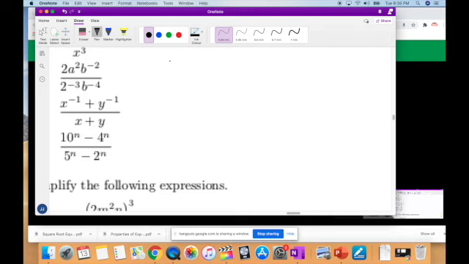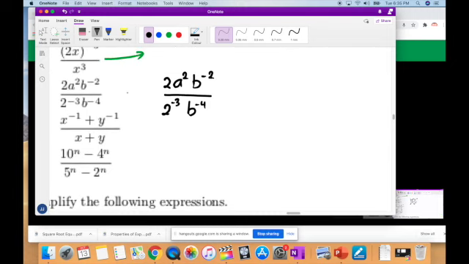I see here that I have 2a squared b to the negative 2 divided by 2 to the negative 3 b to the negative 4. Initially I have to look at this and say, well, I can't multiply this a by this b over here, so nothing can go on in the numerator. I can't multiply the 2 by the b either, so nothing can go on in the denominator.